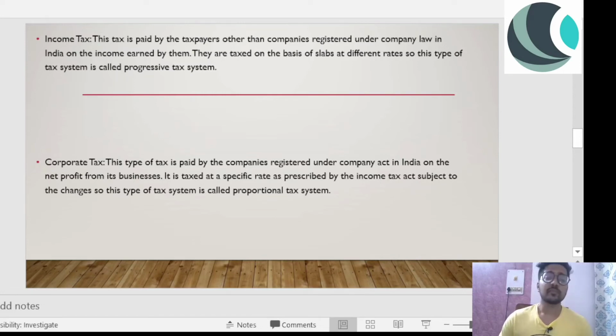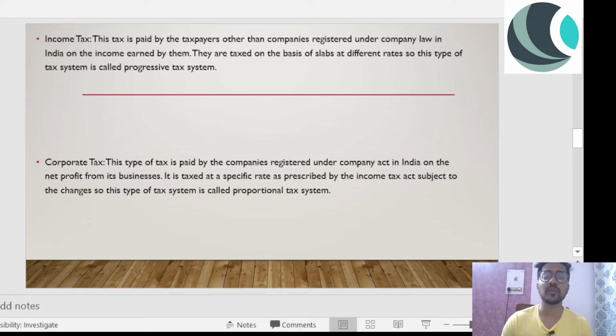The tax is paid by taxpayers other than companies registered under company law in India, on the income earned by them. So if you are working somewhere, you are earning some income. If you are providing some services, you are earning some income. So you will pay income tax. But if it is a company registered under company law in India, you won't be paying income tax.